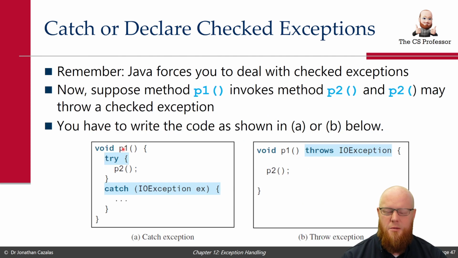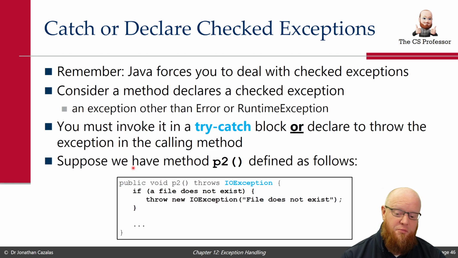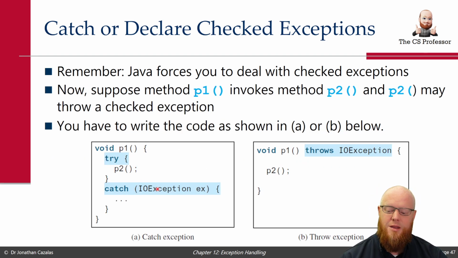Well, here you are. Imagine your method P1. You have one of two choices. You can either say, I'm going to deal with that via a try-catch block. I'm going to try to call P2, and if P2 does in fact throw that IO exception, I'm going to catch it here and I'm going to deal with it. That would be one way of dealing with it.